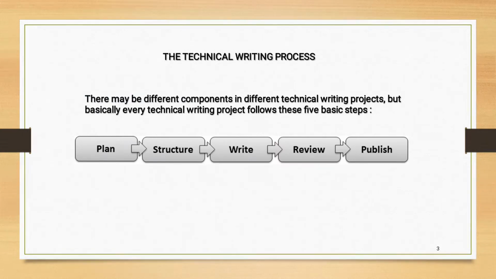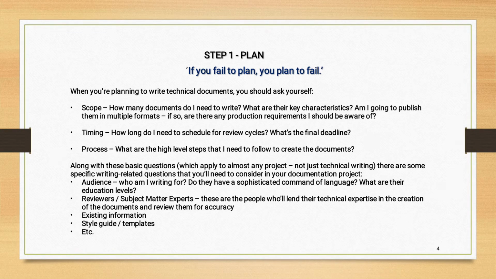So, here we see that the technical writing starts with planning, followed by structure, and then writing, reviewing, and finally publishing. The diagram here clearly states the different processes involved in the writing process. Now let's in the next few slides discuss in detail all these 5 writing processes. So step 1 is planning.